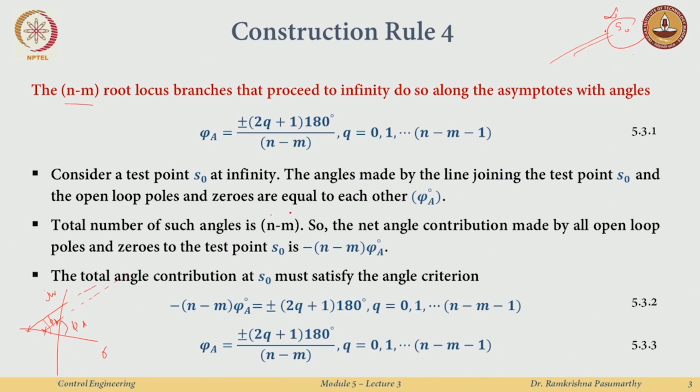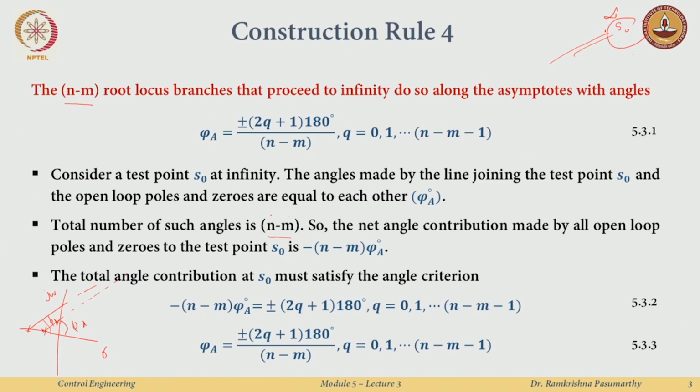So the net angle made by all open loop poles and zeros to the test point would be minus n minus m times phi a, with a negative sign because I am dealing with poles. So there are 2 of them here, phi a and phi a, and we are only interested in the n minus m of them. Okay, so what should these angles do? All of them should satisfy the angle criterion.